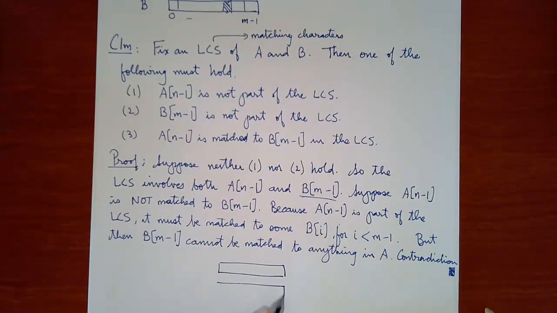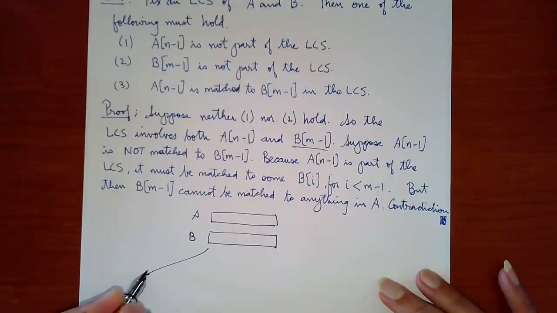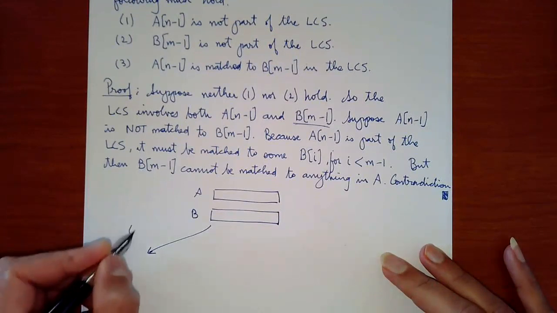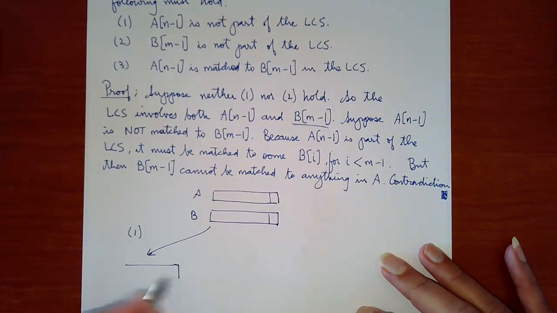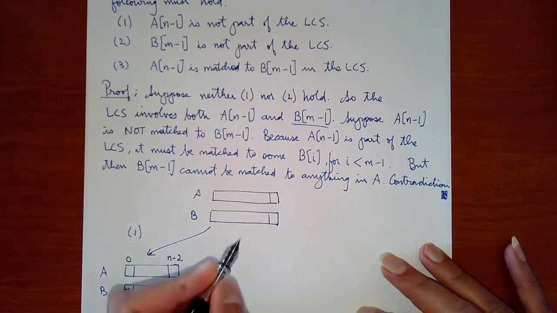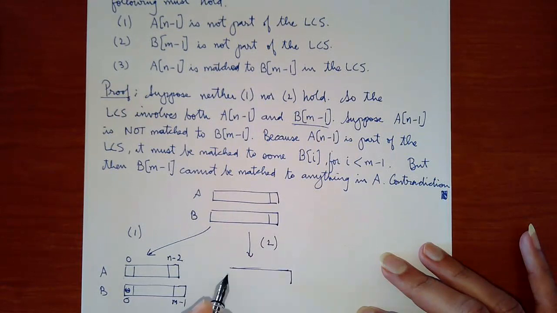you have these three settings that I'll draw. You have A and B. So in the first case, this was case 1. You know that A of n minus 1 is not part of the LCS, so you just take A going from 0 to n minus 2, and you take B as before. B is going to go from 0 to m minus 1 as before. That's case 1. Picture 2 is sort of the opposite of this.